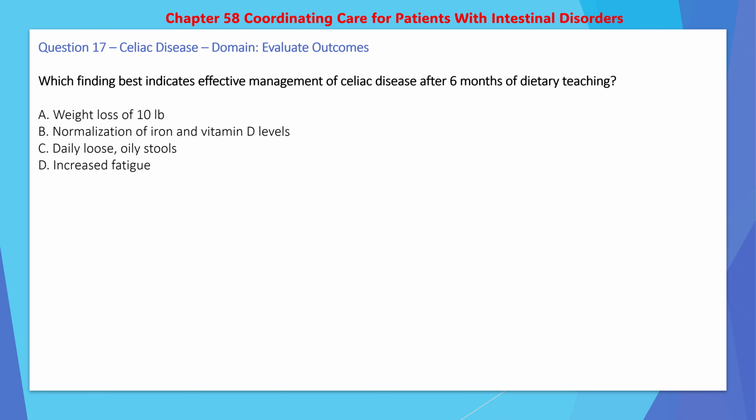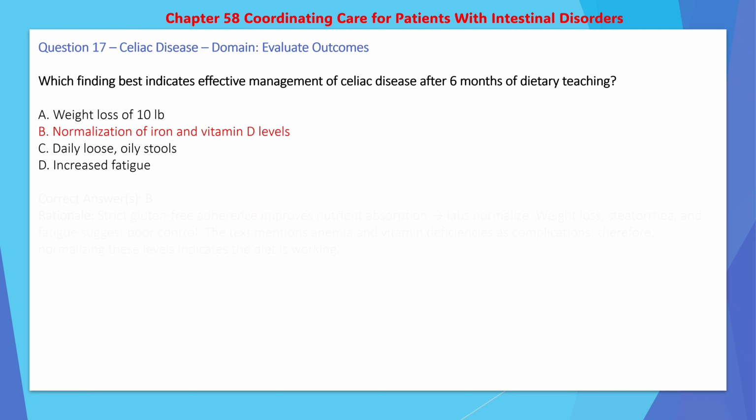Question 17, we're getting closer. Question 17 out of 22. Celiac disease, domain evaluate outcomes. Which finding best identifies effective management of celiac disease after 6 months of dietary teaching? Weight loss of 10 pounds, normalization of iron and vitamin D levels, daily loose oily stools, increased fatigue. Correct answer.